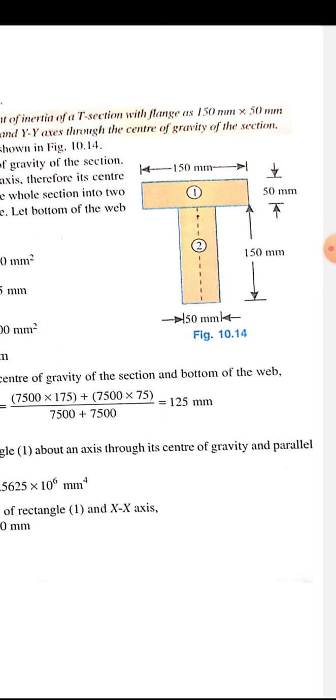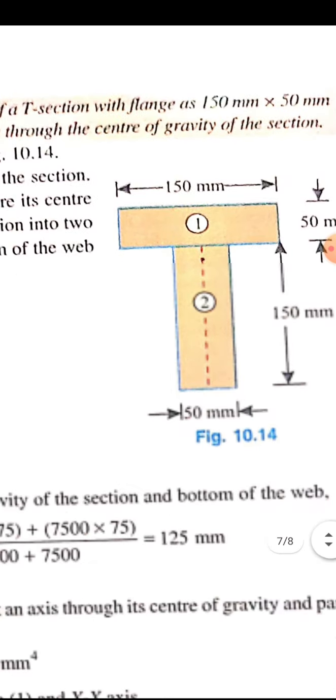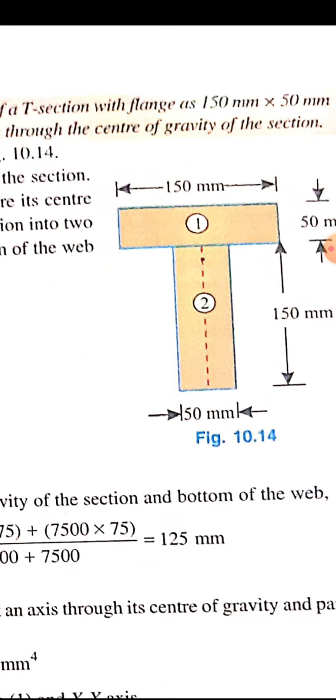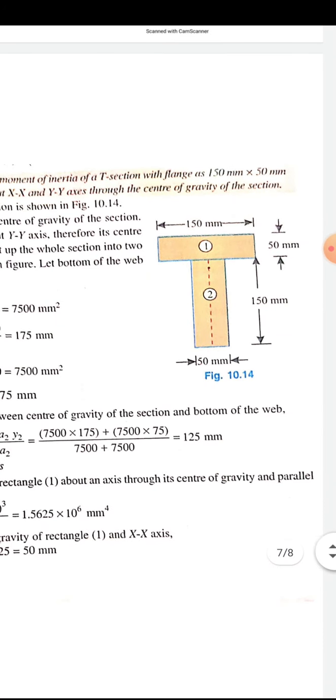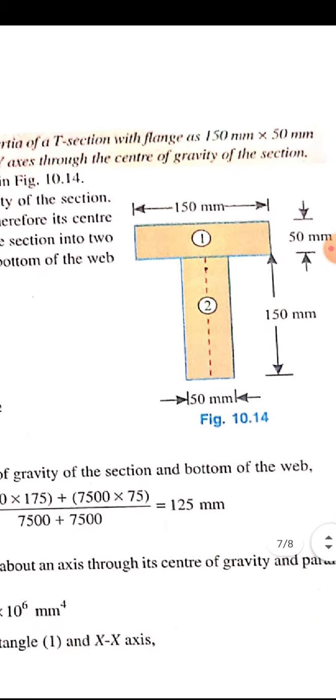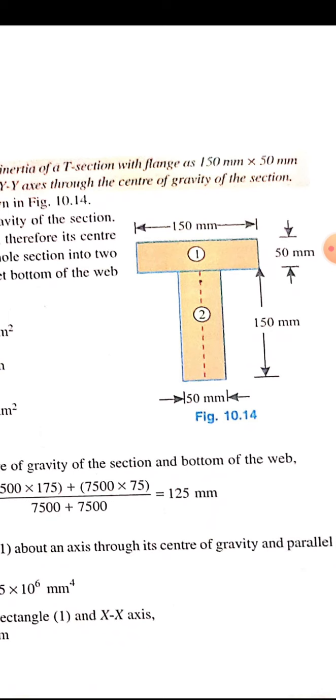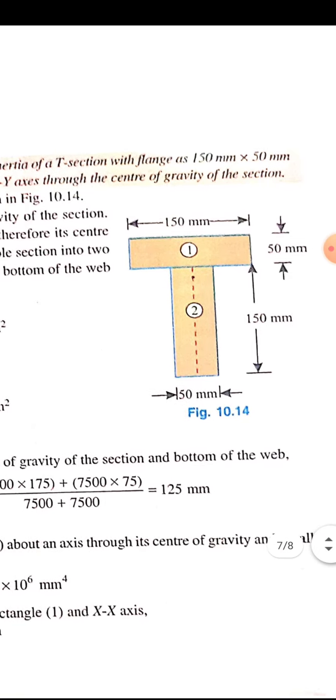In a beam, we have the T section. In the T section, the upper part is called the flange and the lower part is the web. Okay, clear? We know that the upper is the flange and the lower is the web. Okay, this is the problem.